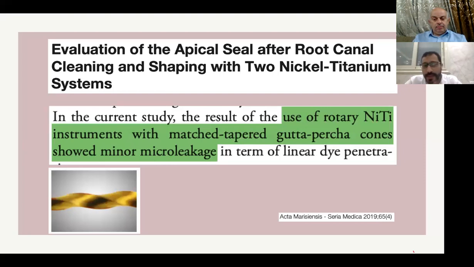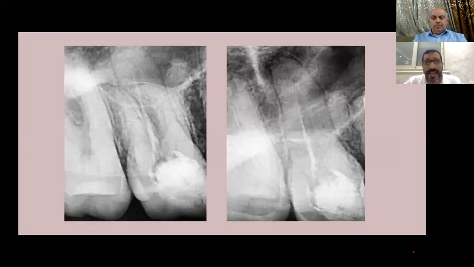In my opinion, actually, I hate the single cone technique. And I think many dentists don't prefer the single cone technique. Why do I hate it? Because I believe that with the single cone technique, we have multiple voids. Even with the sealer, even with bioceramic sealers, we still have multiple voids inside the root canal. Why? Because, as we will see, the sealer has a limited penetration inside the root canal.